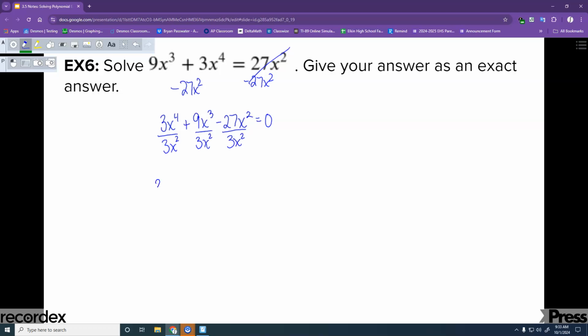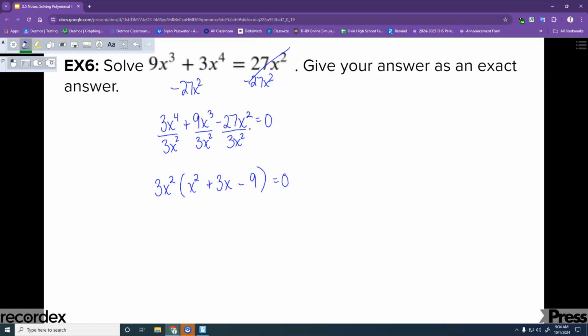So, all right, I've got 3x squared, and then 3 divided by 3 is just 1, and then I'll have 2 x's left there, so I'll have x squared plus 3x minus 9 equals 0.